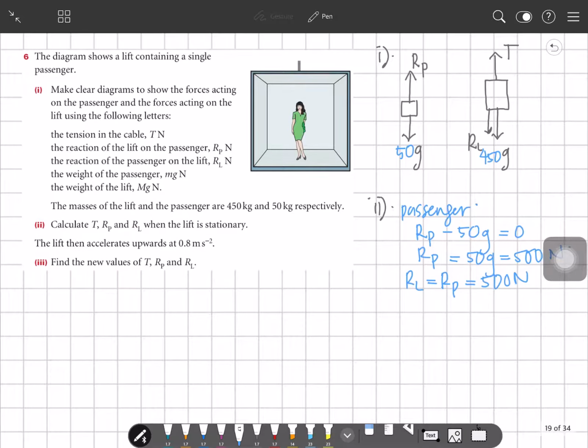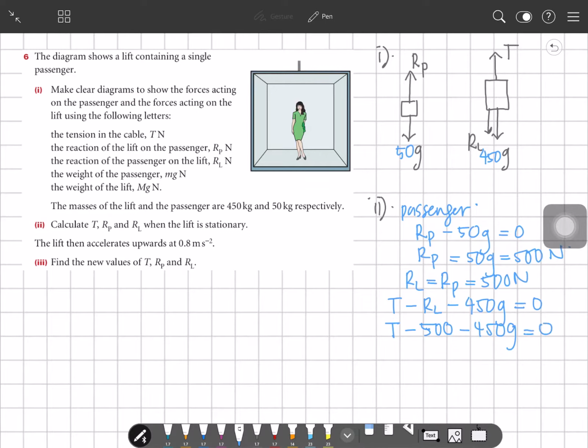Next, how to find the tension of the cable? In order to find the tension of the cable, we need to see the forces acting on the lift. So we can write the equation as tension minus R of L minus 450 g equal to 0. And then we replace R of L with 500 Newton. We will have T minus 500 minus 450 g equal to 0.